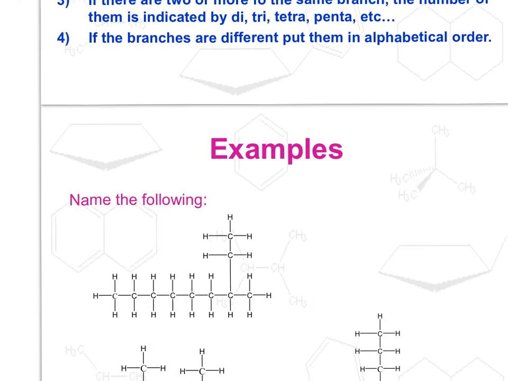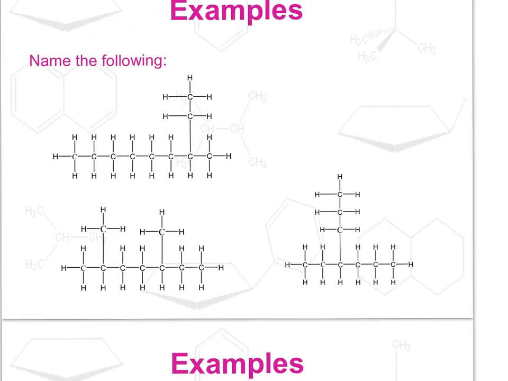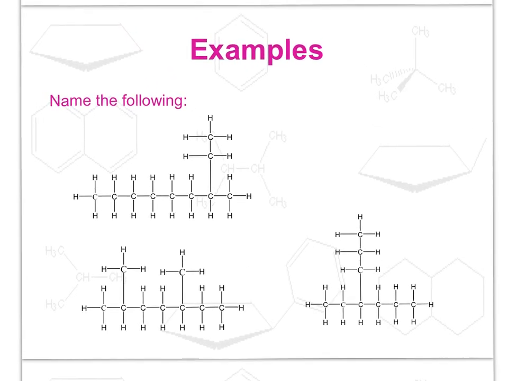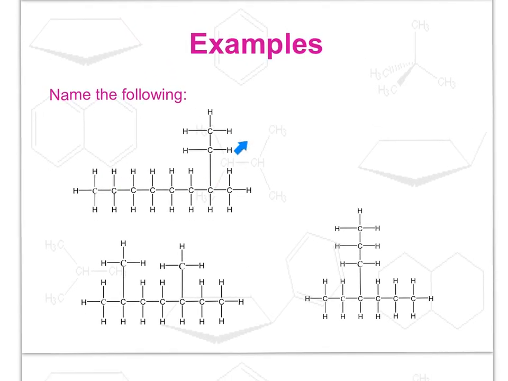So let's look at some examples and try to name them. First thing, let's look at this one. We are going to try to find the longest chain first. To find the longest chain, you put your finger or pencil or pen on the paper and you go through and see if you can find the longest chain.